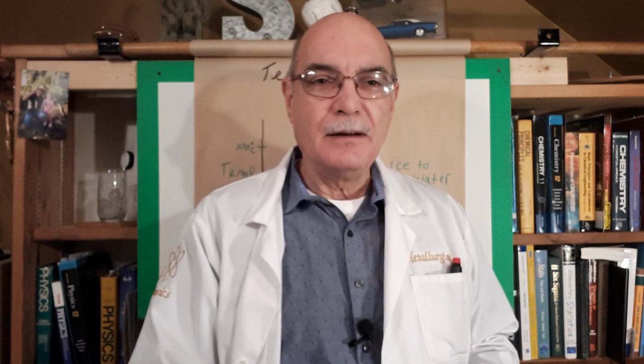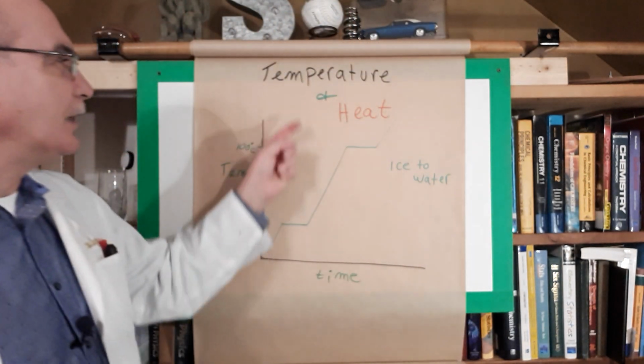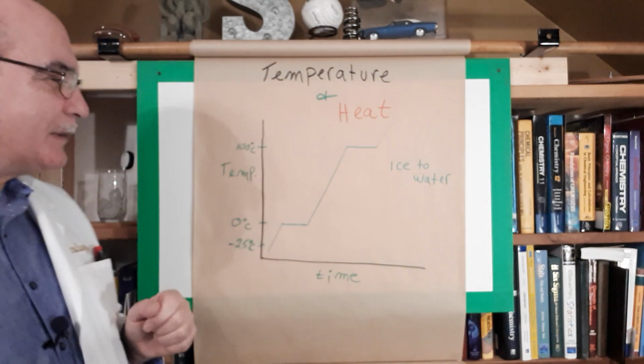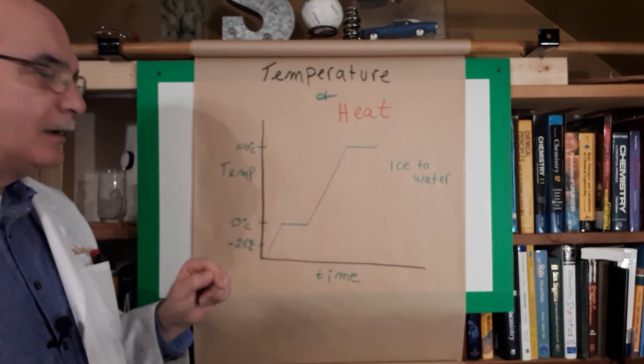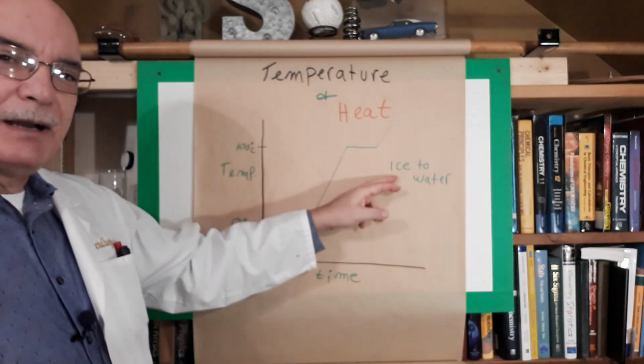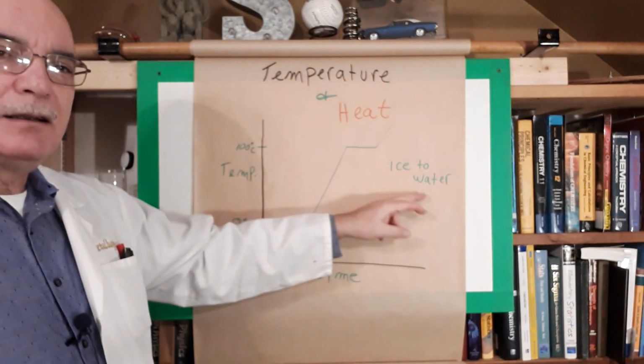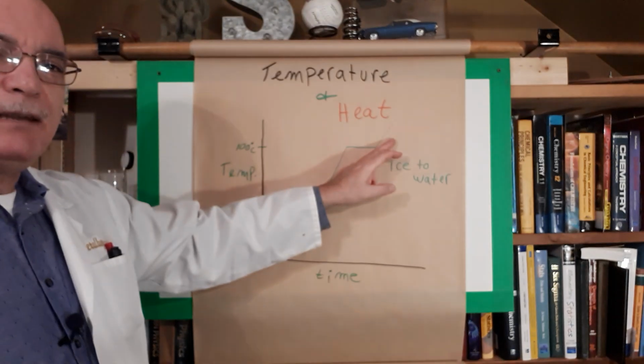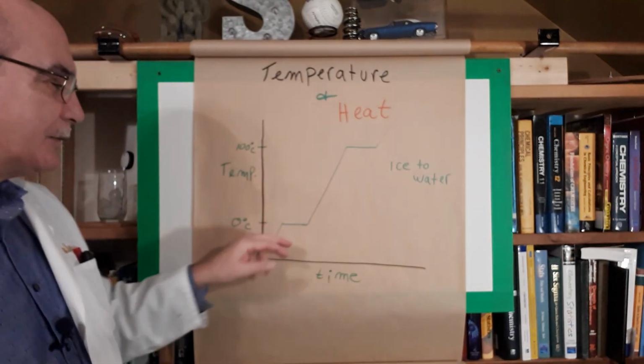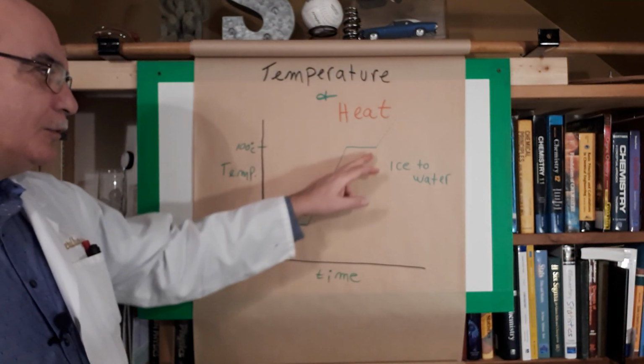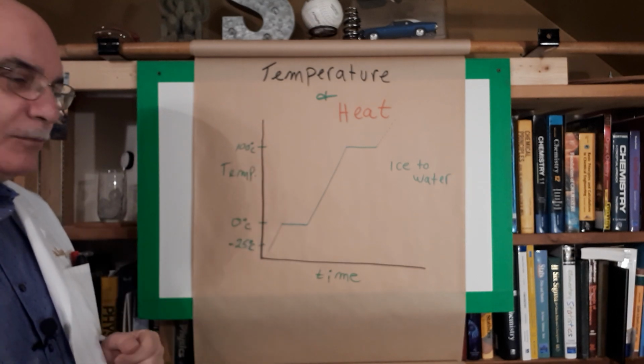In this video, I'd like to have a conversation about temperature and heat. More specifically, this particular curve, and this is a graph of ice to water. It's the melting of ice to water, and eventually becomes steam up here, but we're not interested in that section. From ice to water. Let's have a look at this graph here for a moment.